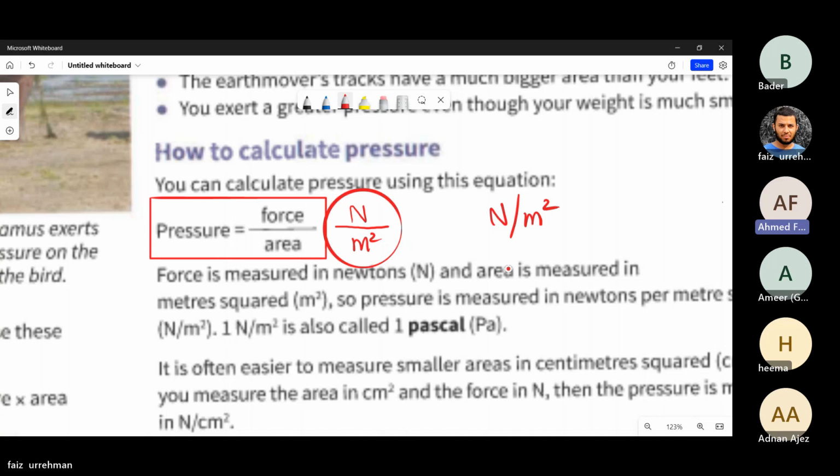Or Newton per centimeter square also. Newton per meter square, Newton per centimeter square also, and also Pascal.